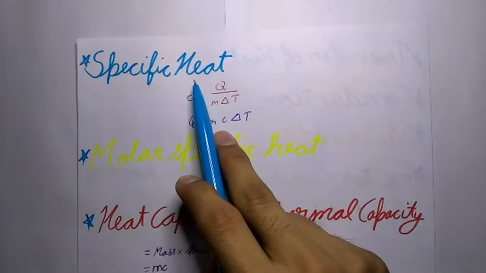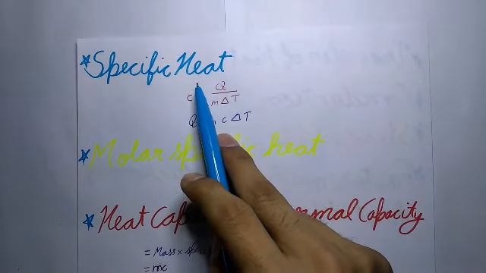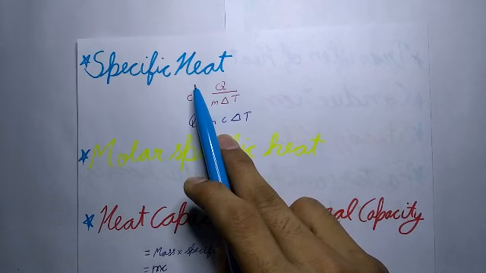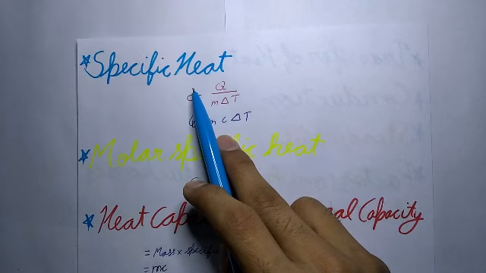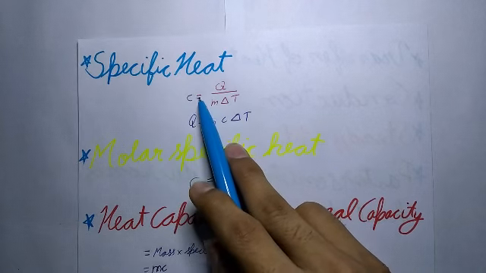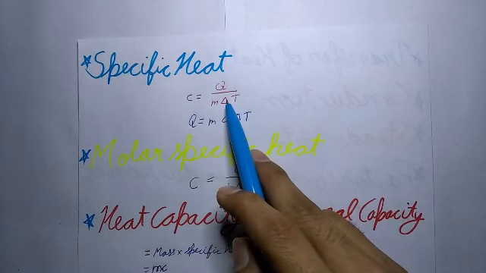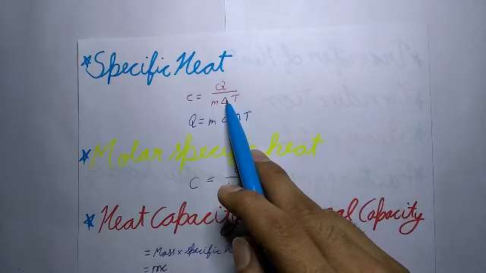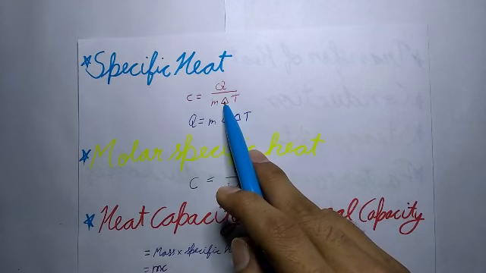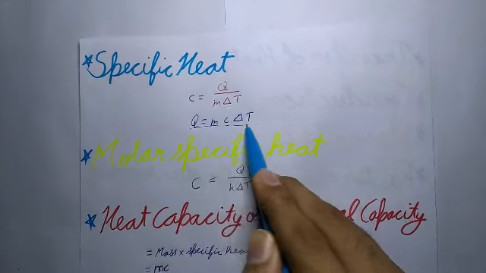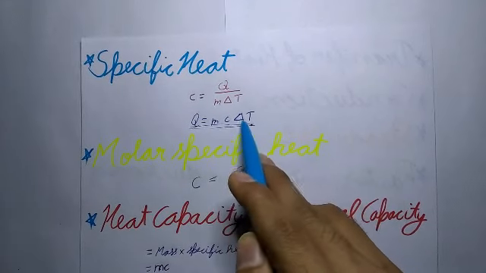Next topic is specific heat. It may be defined as the amount of heat required to raise the temperature of a unit mass of a substance through 1 degree. If Q heat is needed to raise the temperature of a mass m of a substance through delta T, then the specific heat C is given as Q upon m delta T. The CGS unit of specific heat is calorie per gram per degree Celsius, and the SI unit is joule per kg per Kelvin inverse. Clearly, heat gained or lost is given by this expression: Q equals mc delta T.